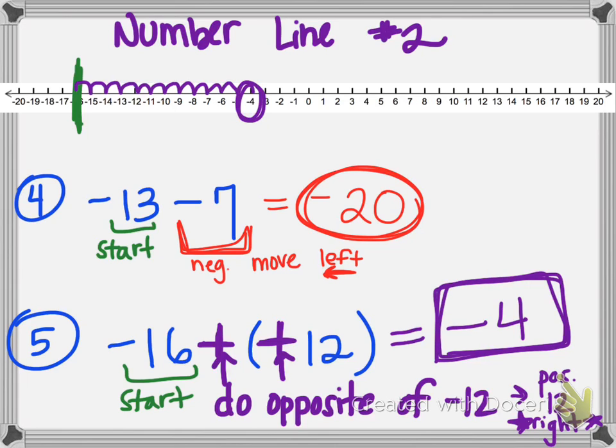So those are our strategies for adding and subtracting integers. We have algebra tiles, creating zero pairs, and we also have number lines.